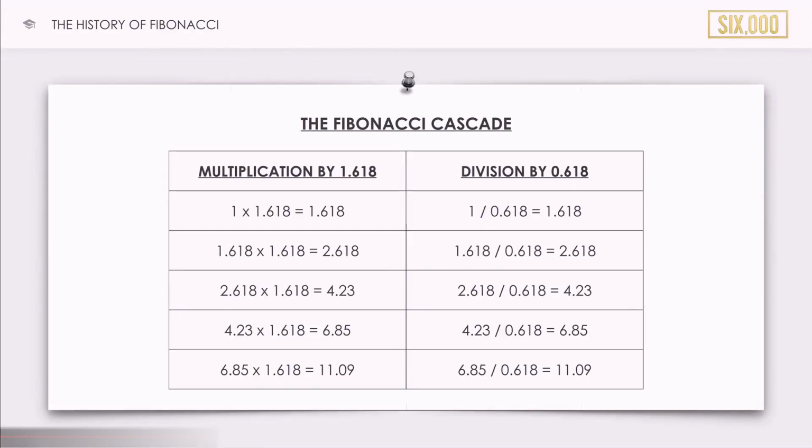Even more surprising is if we divide by 0.618, we get the exact same numbers. 1.618 divided by 0.618 gives us 2.618, all the way down to 11.09. 6.85 divided by 0.618 gives us 11.09. Now 4.23, 6.85 and 11.09, I'll touch on those later. They aren't used in harmonic trading, but again, they may come into play in the future.